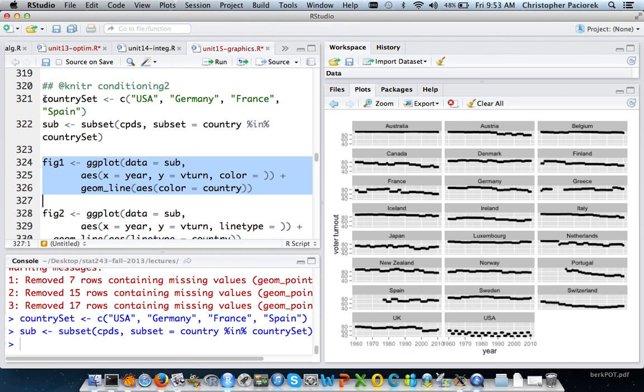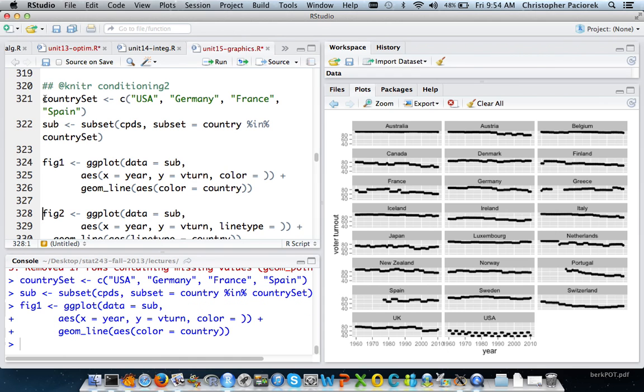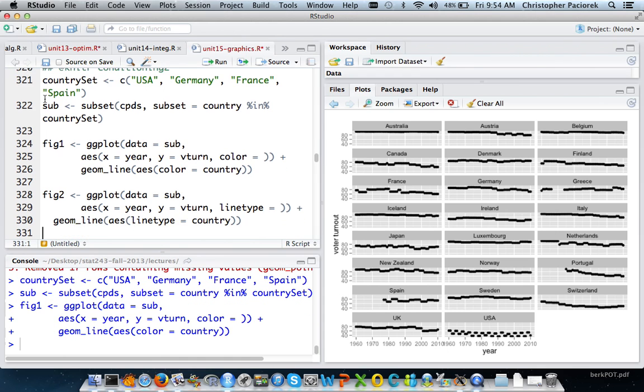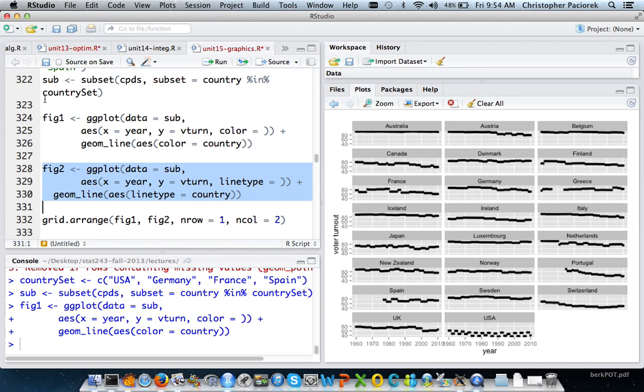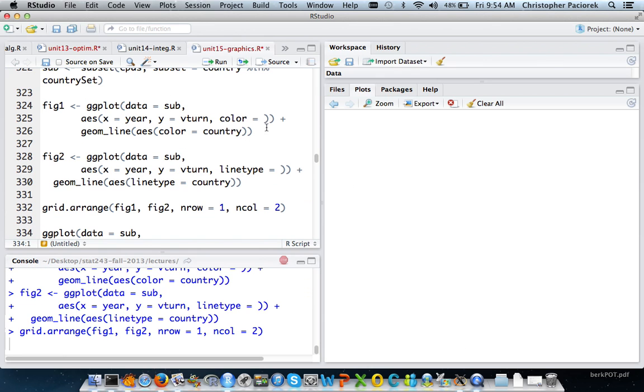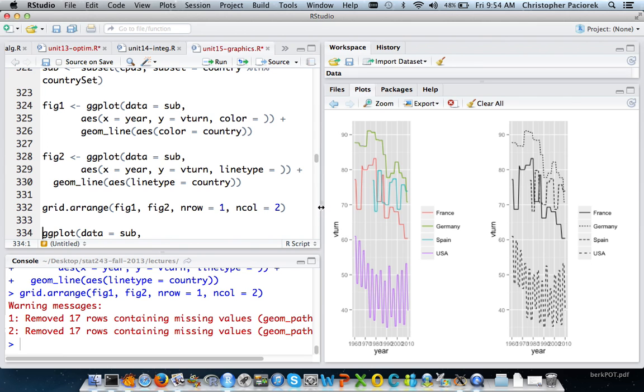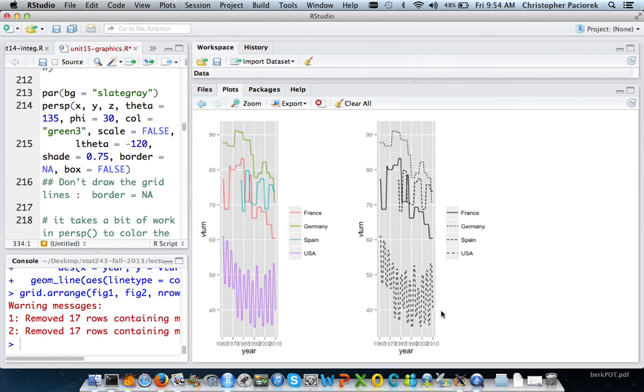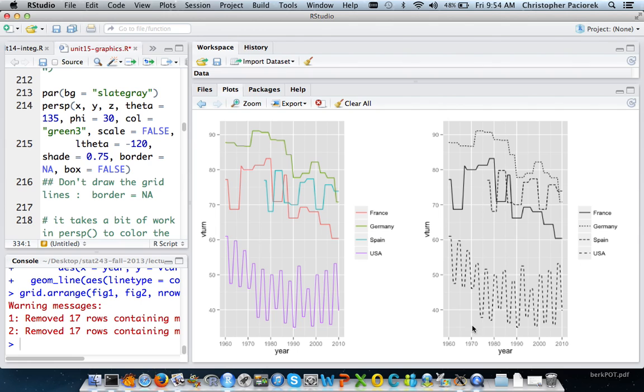So I have to leave the color argument empty for the moment. And then when I add the geom_line argument, that's where I say that different colors should distinguish different countries. So if I do something like that, I'm again going to make two different plots here. Here I'm distinguishing between countries based on the line type as opposed to the color. So I'm going to create the two objects, then arrange them in a grid, and you can see that this is what you get. That can be a pretty effective way of representing conditioning on a stratifying variable.